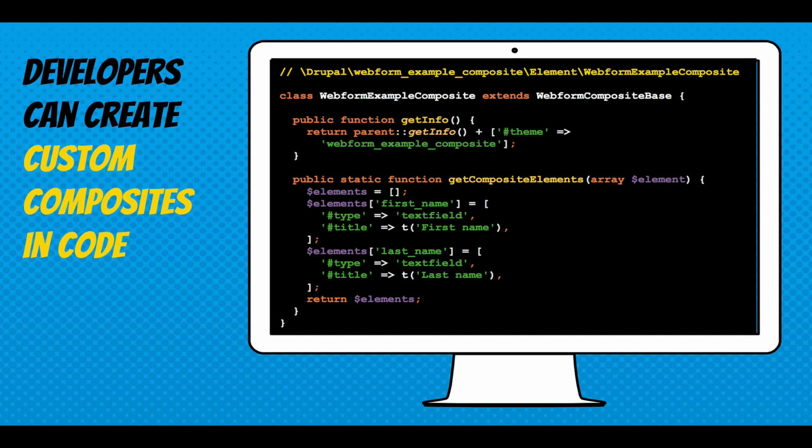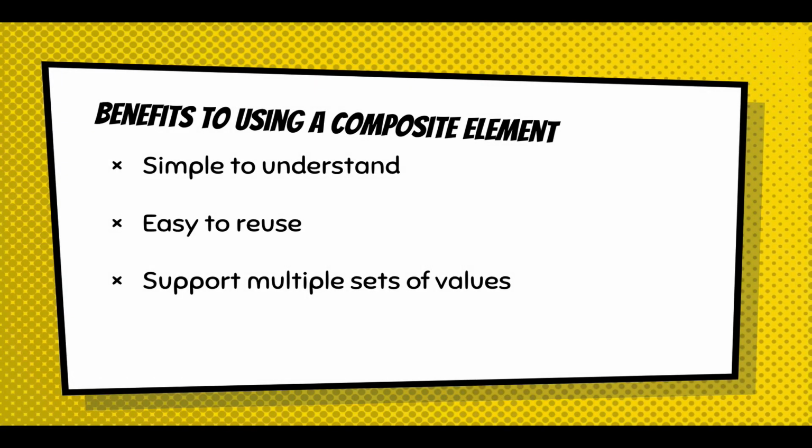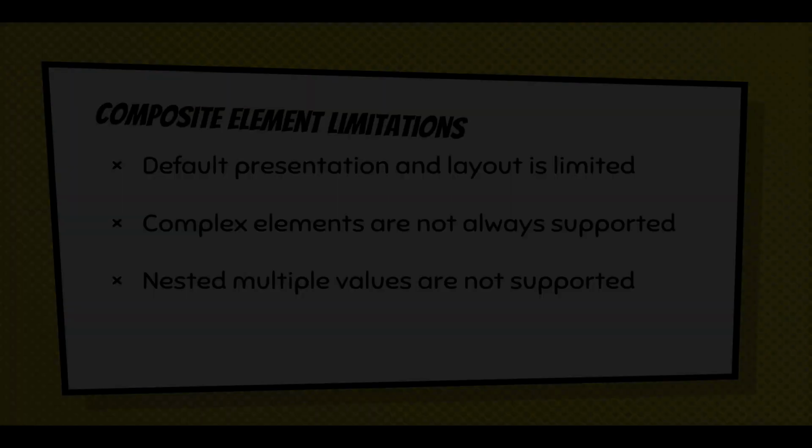But you could imagine building out a whole set of elements that you would need for this composite. If you wanted your organization's user profile, the type of information you want to collect for every user across every form, to be consistent, you could create a composite element for that. The benefits of using a composite element are they're simple to understand, they're easy to reuse, and they support multiple sets of values automatically. You say, I want multiple composites. There's a UI for that.